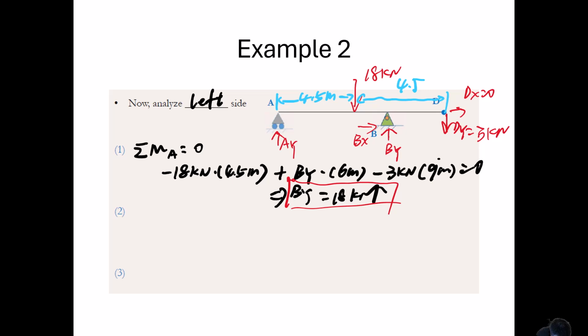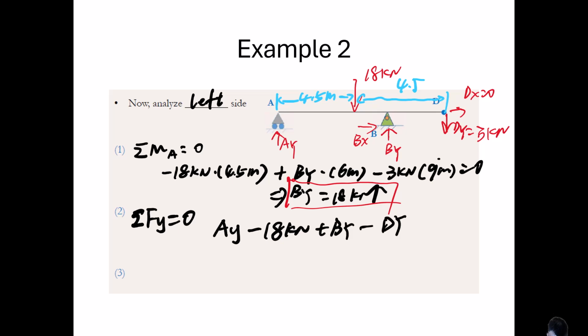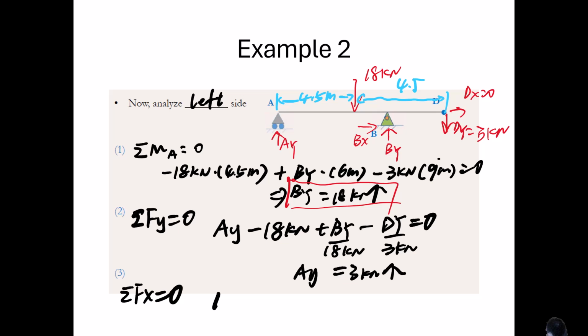Then sum of Fy equals 0. We can get Ay minus 18 kilonewton plus By minus dy equals 0. By is 18, dy is 3. We can solve Ay equals 3. Sum of Fx equals 0. Bx plus dx equals 0. Because dx is 0 already, Bx is just 0.